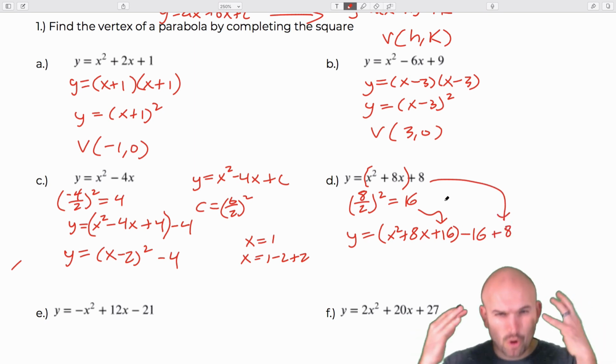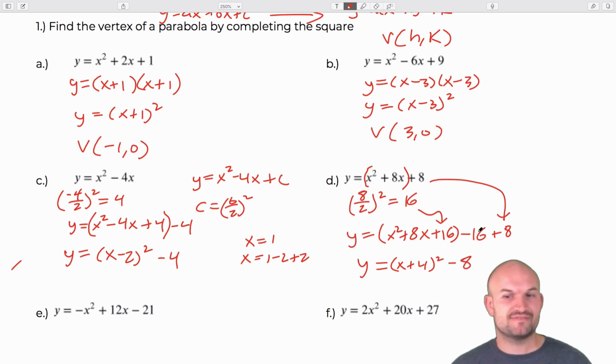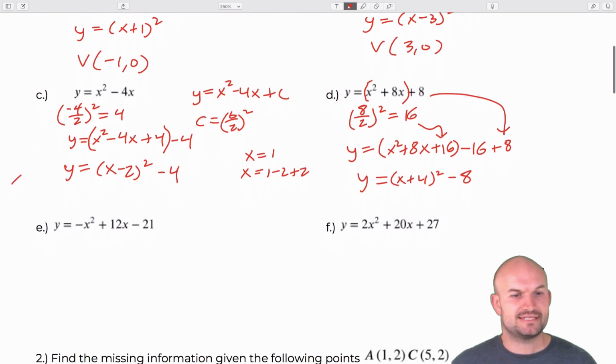All right, but again, the whole goal of taking this b divided by 2 is to create that perfect square trinomial. So now I can factor that. What two numbers multiply to give me 16, add to give me 8? You can see that's going to be x plus 4 squared. And then negative 16 plus 8 is a negative 8.